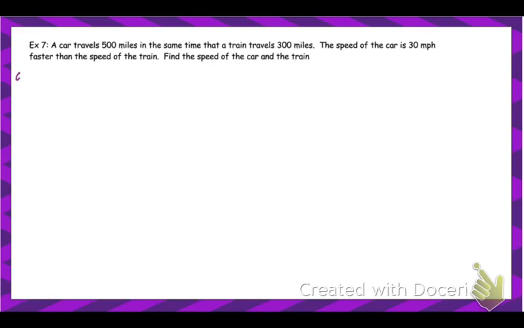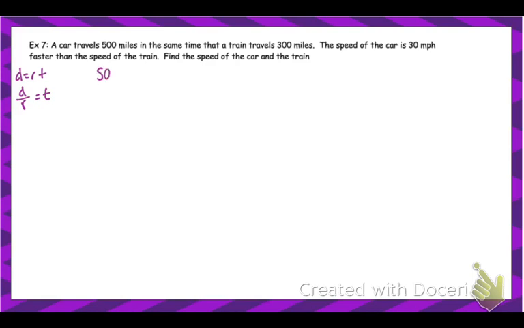So again, distance is equal to rate times time. In this case, we know that the times are equivalent. We know that the amount of time it takes the car to go 500 takes the same amount of time for that train to travel 300. So distance divided by rate is going to be those times. We don't know what the rate is, but we know information about the rate, which is why we're going to use it in our expression.